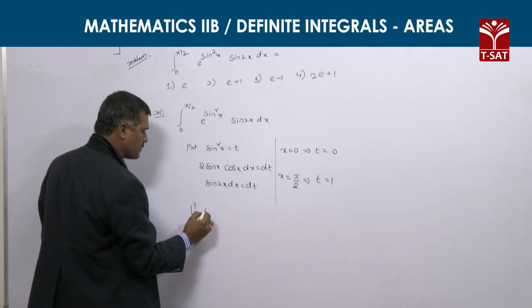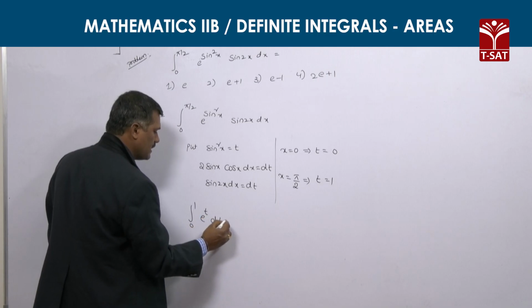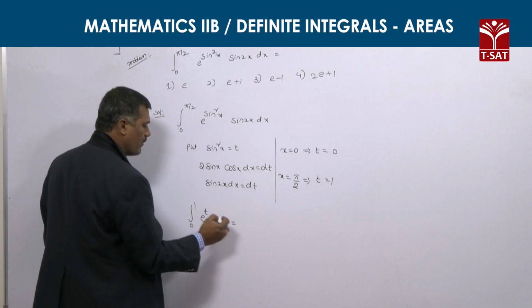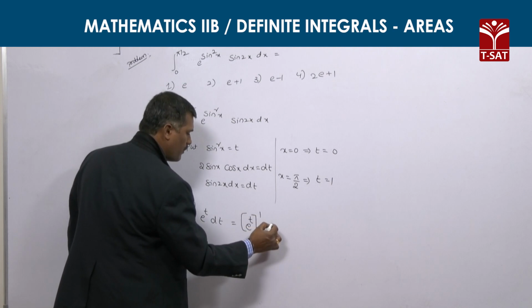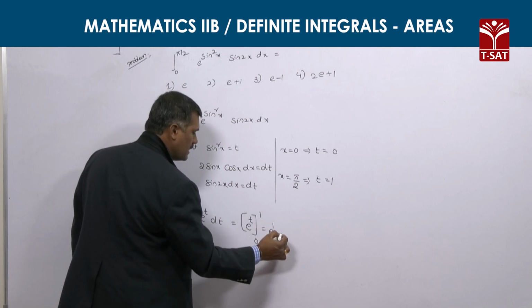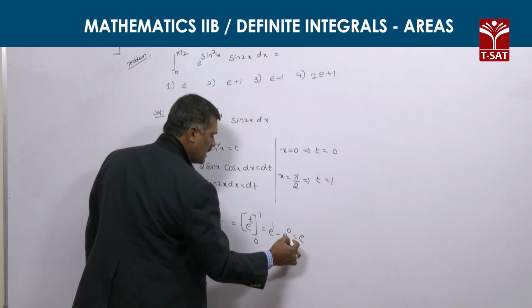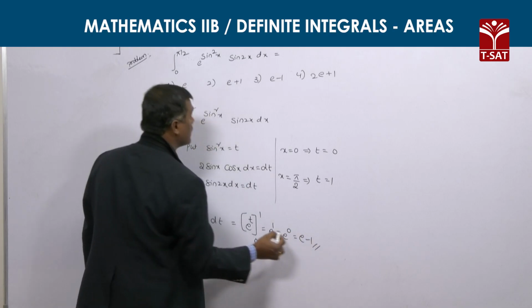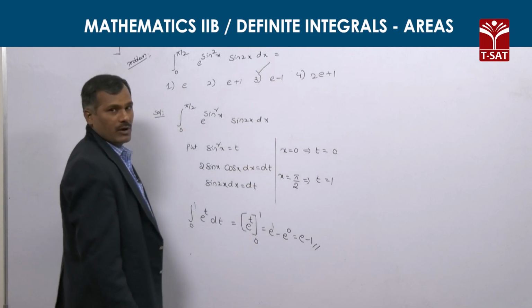Therefore the above integral becomes integral of 0 to 1, e power sin square x, taking it as t, e power t into sin 2x into dx is dt, that is equal to integral e power t, integration of e power t, limits 0 to 1. Substitute upper limit e power 1 minus lower limit e power 0, that is e power 1 minus e power 0 value 1, e minus 1 is the required solution. e minus 1 is the answer for this problem.